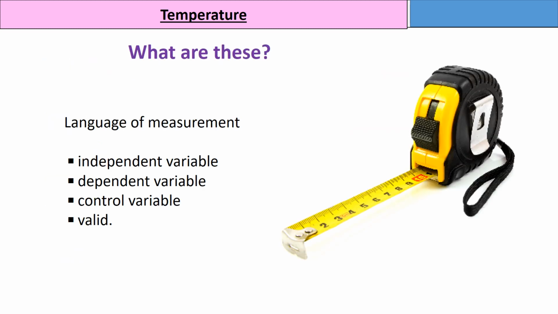So, what are these three things? An independent variable, a dependent variable, a control variable, and a valid investigation. So again, pause the video, have a look back through your notes, but we've been doing this since Year 7. So I'll be very concerned if you still don't know what an independent variable is, a dependent variable is, a control variable is, and also what the word valid means. So have a go, please. What do these words mean?